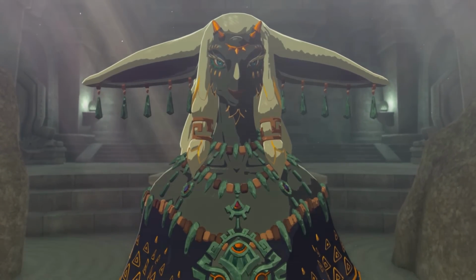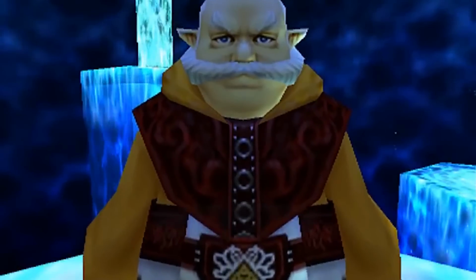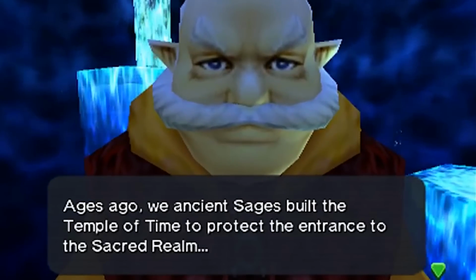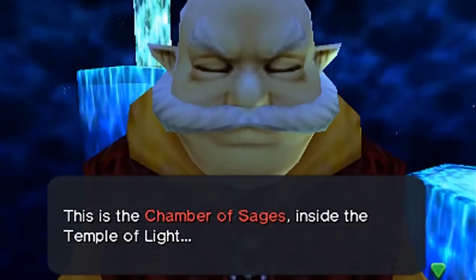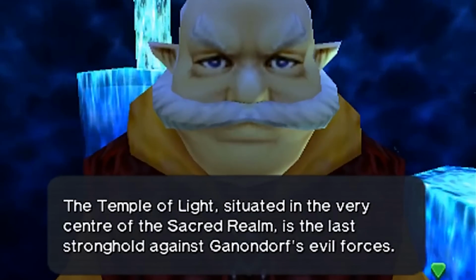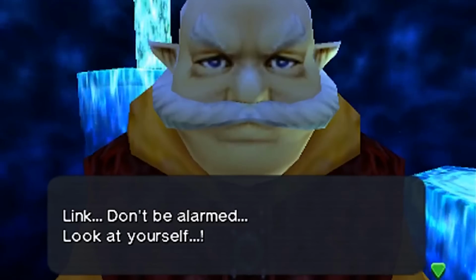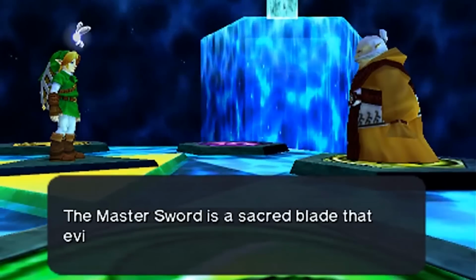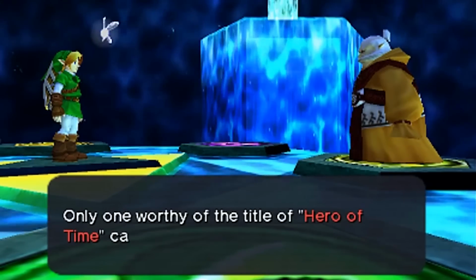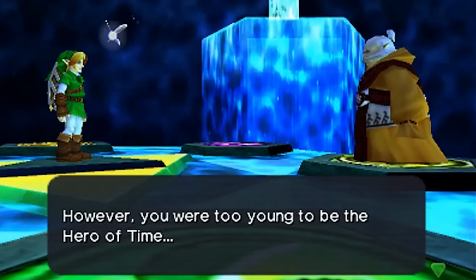Rauru in the original continuity was the identity of that of an ancient sage, one who helped build the Temple of Time over the remains of the Sealed Temple, originally known as the Temple of Hylia in the Sealed Grounds. He was also the Sage of Light and had his own domain within the Sacred Realm, the Temple of Light, where the Chamber of Sages existed in its innermost sanctum. In the original reality, he acted as counsel and guide to both Link and the other sages under Princess Zelda in order to stop Ganondorf and bring peace to Hyrule.